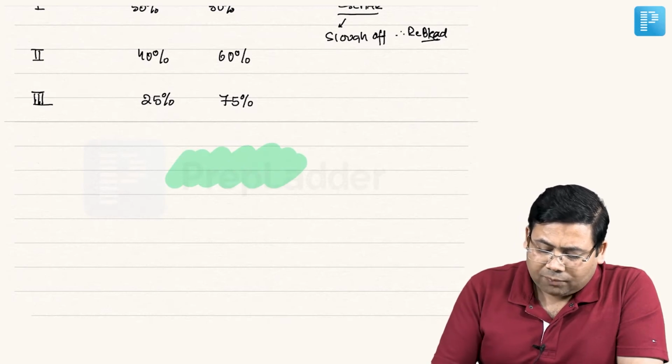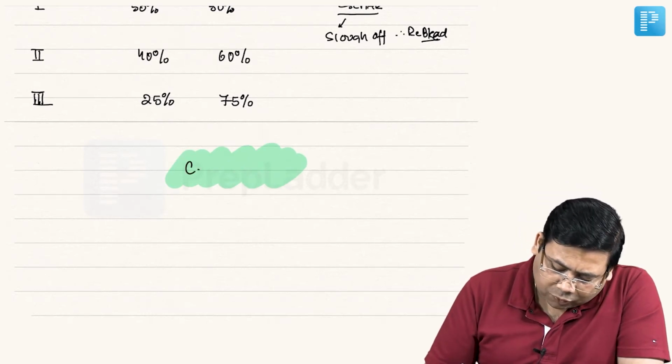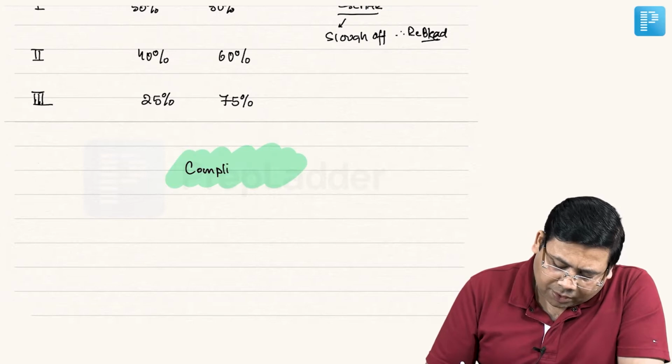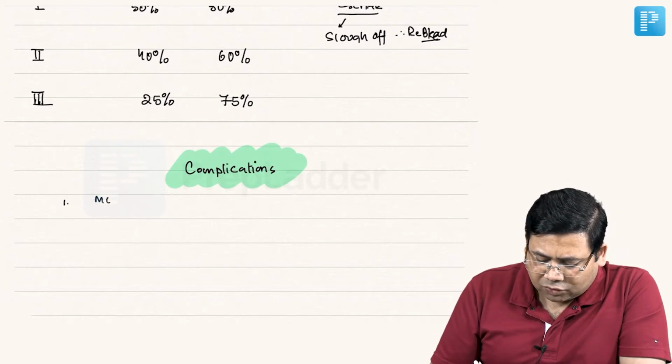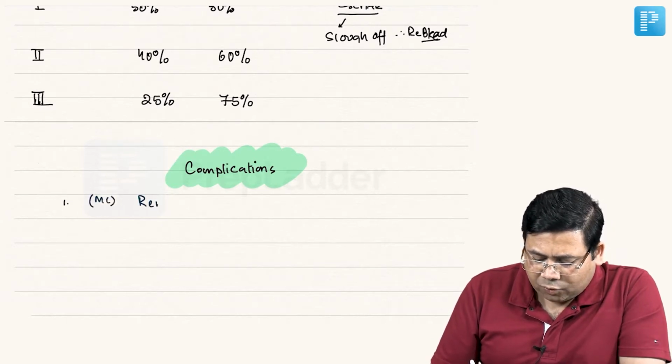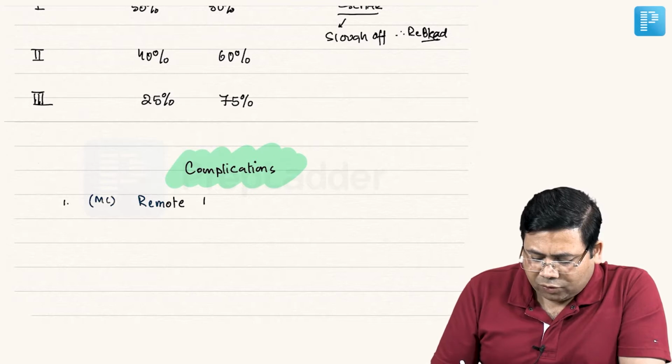What is the big problem, or the complications, of the monopolar electrosurgical unit? Now the complications of monopolar. The first and the most common complication is a remote burn. What is a remote burn?